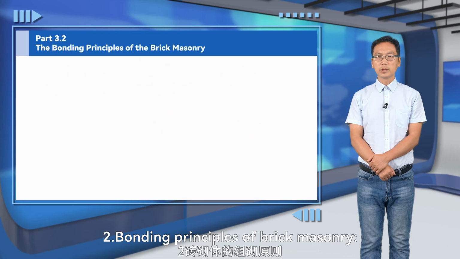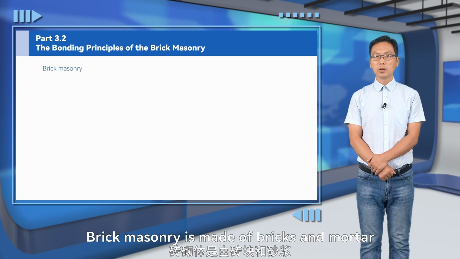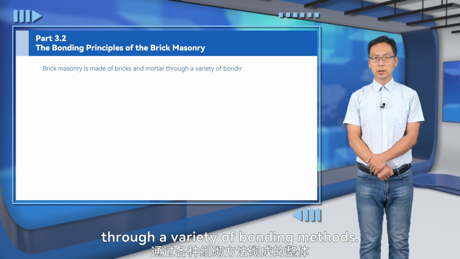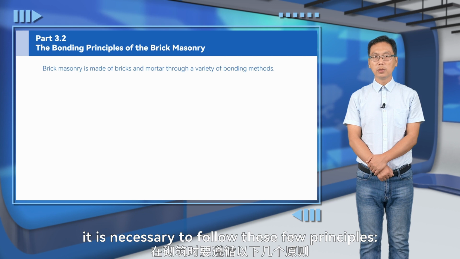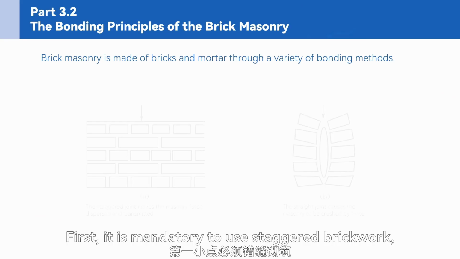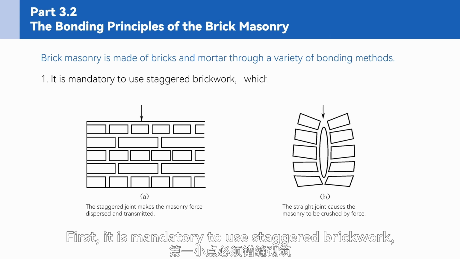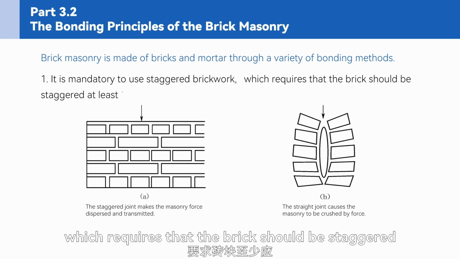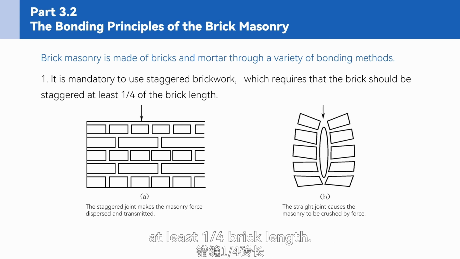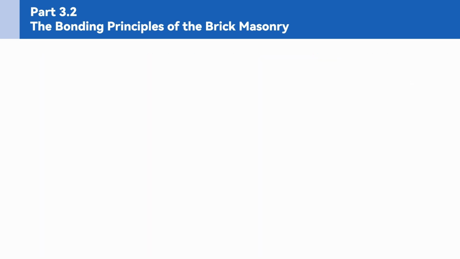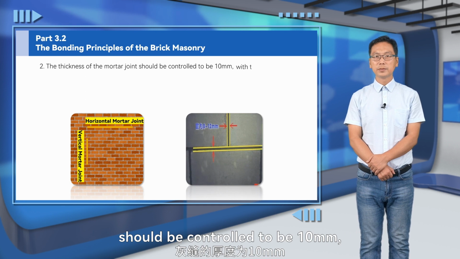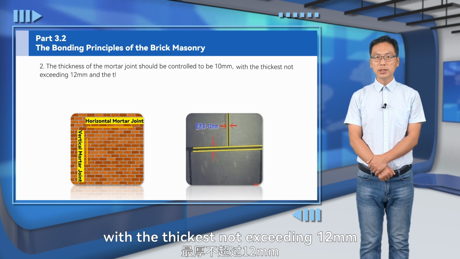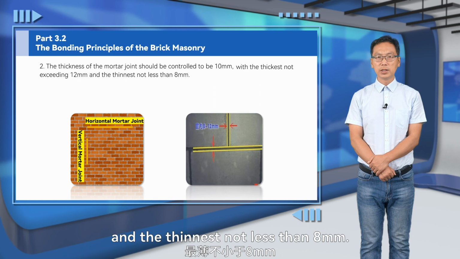2. Bonding principles of brick masonry. Brick masonry is made of bricks and mortar through a variety of bonding methods. To make the brick masonry become a solid whole, it is necessary to follow these few principles. First, it is mandatory to use staggered brickwork, which requires that the brick should be staggered at least 1/4 brick length. Second, the thickness of the mortar joint should be controlled to be 10 mm, with the thickest not exceeding 12 mm, and the thinnest not less than 8 mm.